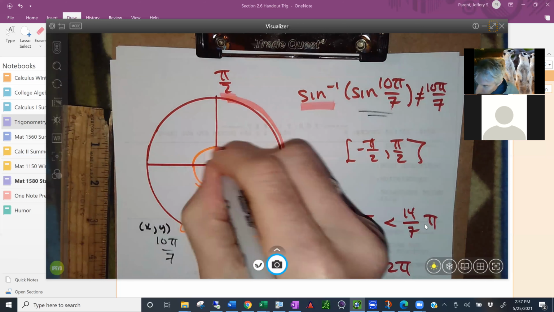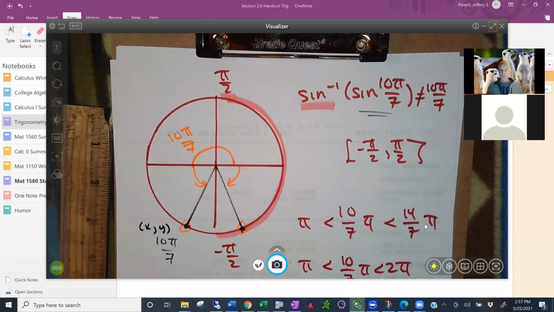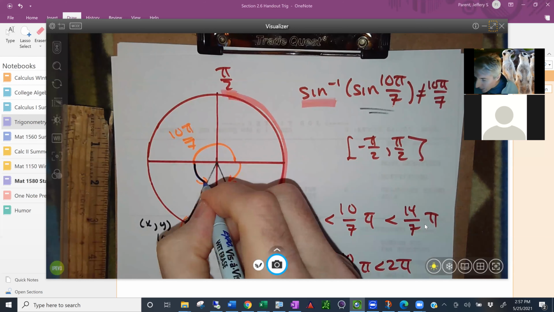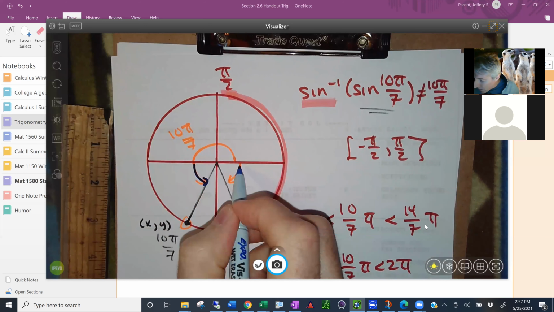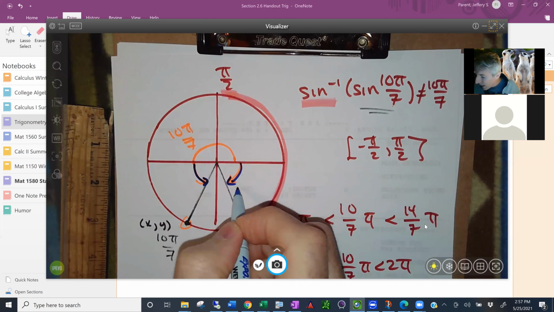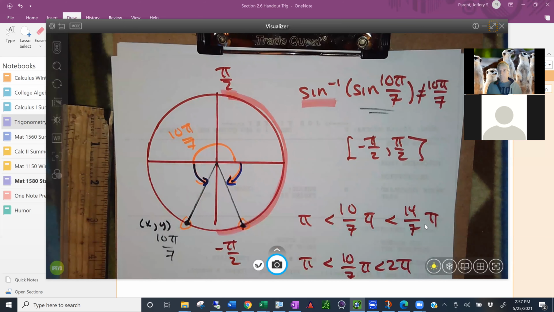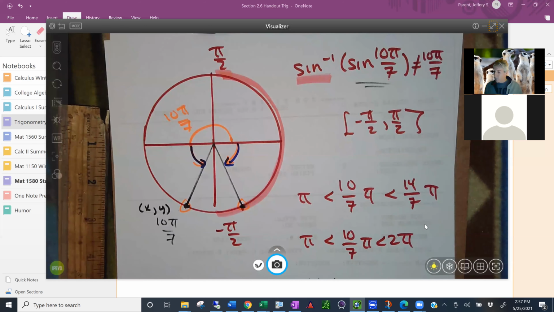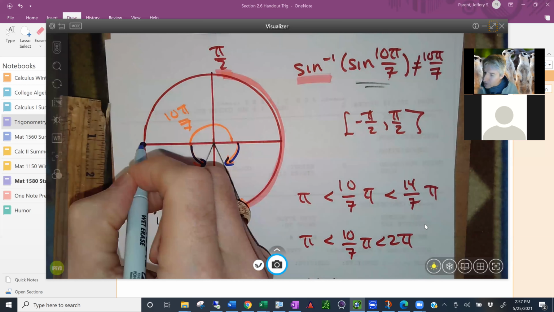Here's 10 pi over 7. It brings me down to this y coordinate in quadrant 3. I need to find a fourth quadrant angle that has the same y coordinate. So my game plan is to figure out, well, what's this little angle right here? If I can figure out that much, then I could start out at 0 and go that negative angle, and I'd be all set. Is that helping out a little bit more? Yes. Okay, good.